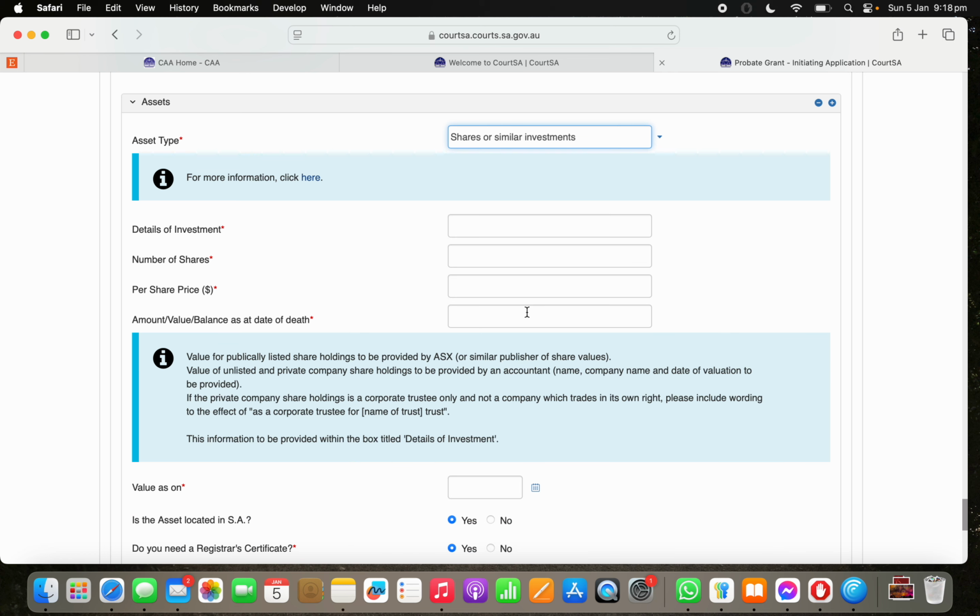Shares or similar investments, please provide the full name of the company, such as Commonwealth Bank of Australia, whatever it might be, the number of shares, and the price per share. Price is at date of death, not the price when you lodge the application, or when it was a high or low price, or when the deceased bought the shares. It is at date of death. So you can go onto the ASX website, and that allows you to go back historically and have a look at what the value was at the time of death.